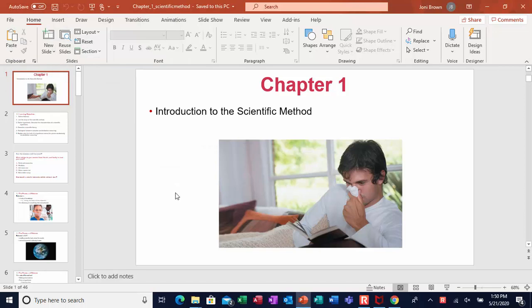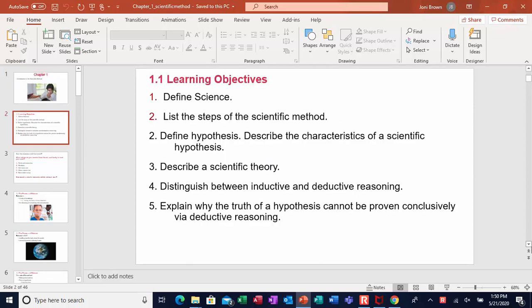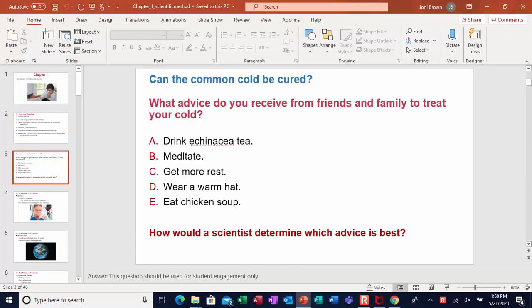Okay, I want to introduce you to the scientific method here in Chapter 1, and this goes along with the lab as well that you have to do. Now, these are just the objectives that we're going to look at. Of course, we'll learn the steps in the scientific method and how you come up with a hypothesis and what a theory is. But let me ask you a question first.